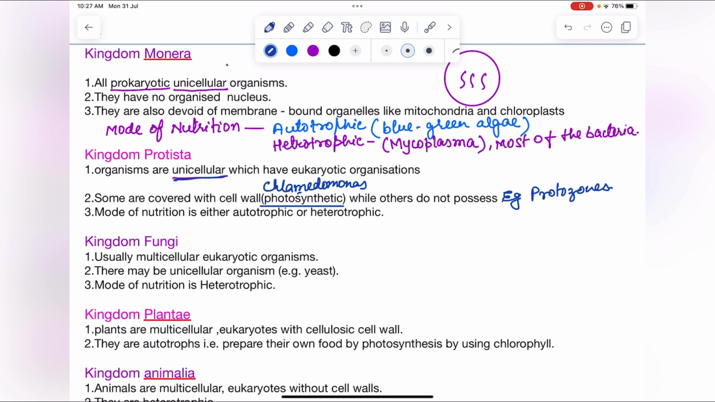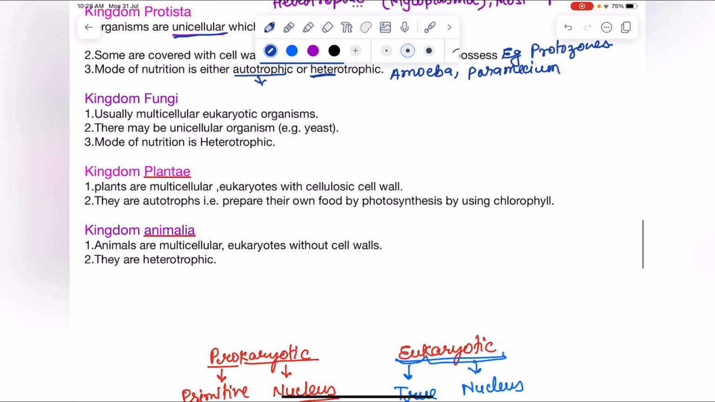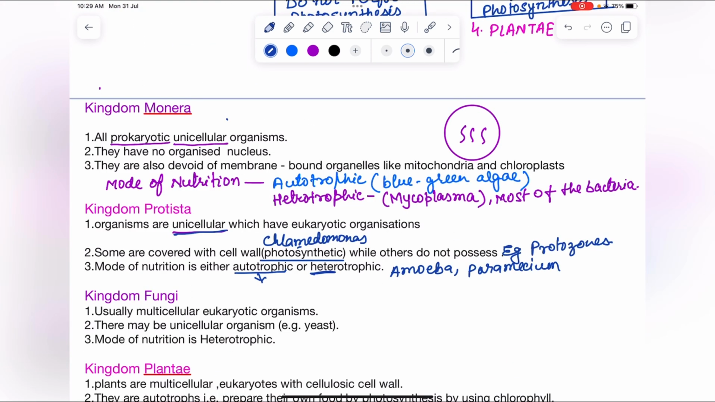In this, the mode of nutrition will be autotrophic or heterotrophic. Autotrophic, why? Because auto means they can prepare their own food, by the process of photosynthesis; chloroplast will be present in it. And heterotrophic ones do not contain chloroplast, so they are dependent on others. Hetero means dependent on others. The examples of kingdom Protista are amoeba, paramecium, euglena, chlamydomonas, etc. So euglena also comes under kingdom Protista.